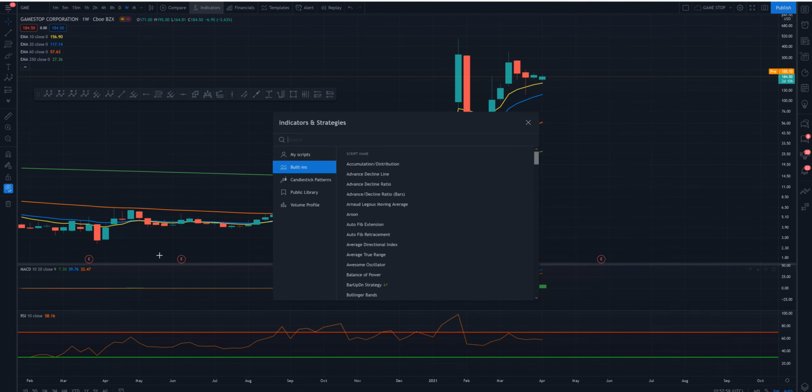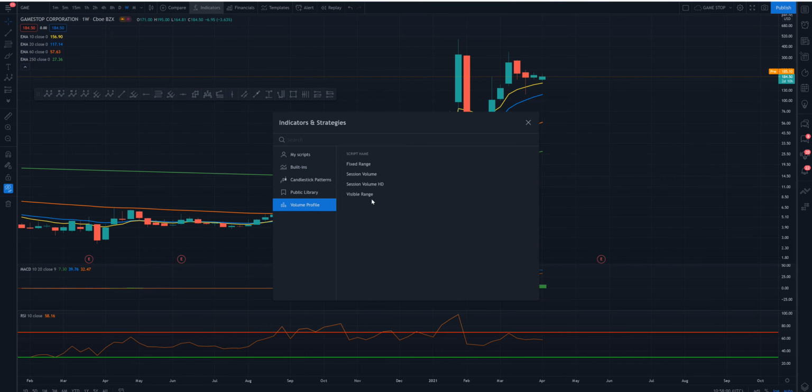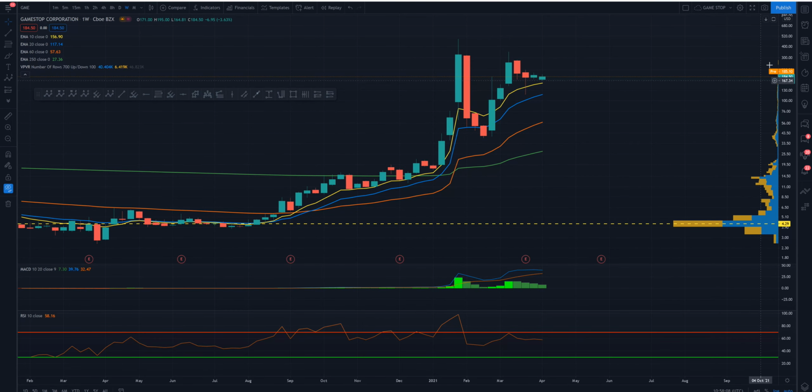I've just noticed there's one thing missing from the chart that I need to add back on, which is our visible range volume profile that we use. There we go. Right, we have a volume profile on the right hand side which I just added, which shows the various peaks and troughs of the buy sell volume, the extreme of which is marked by the yellow dashed line here, which we call our point of control.